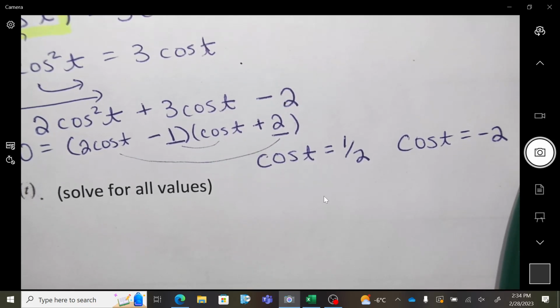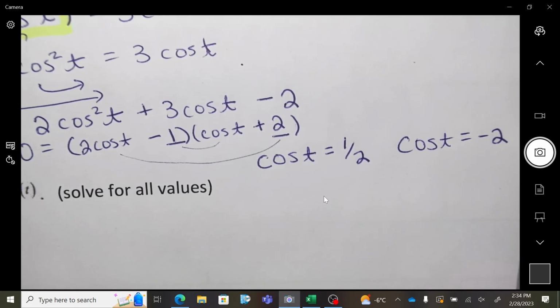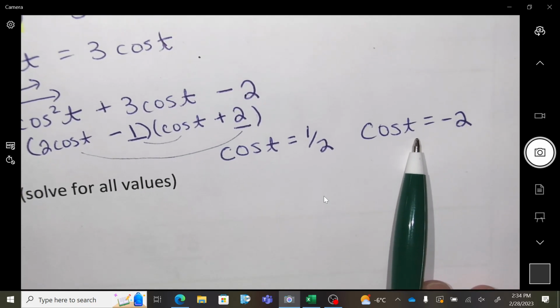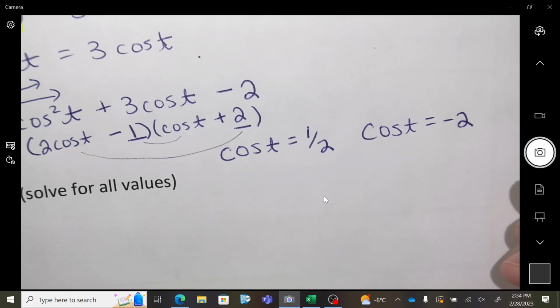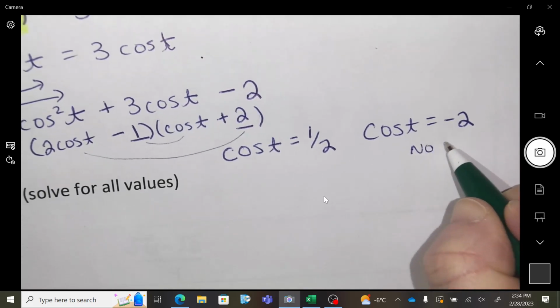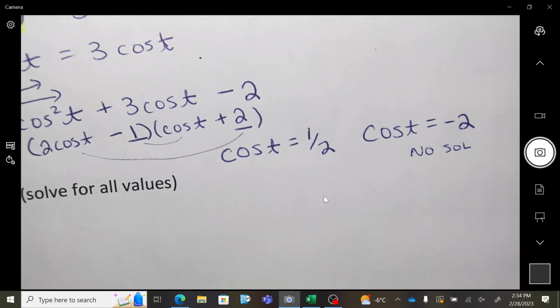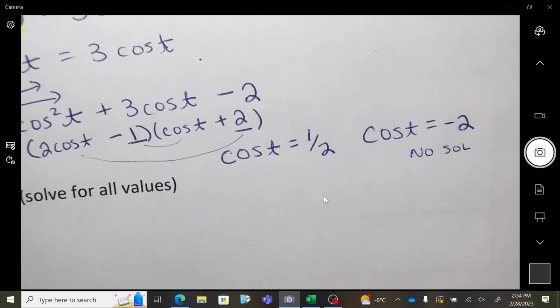These are trig values. We haven't even started the angle process. So now, I'm going to do this one first. Why do I want to do that one first? It's easy. What is the answer? No solution for it. Cos can't go out of that negative 1 to 1.